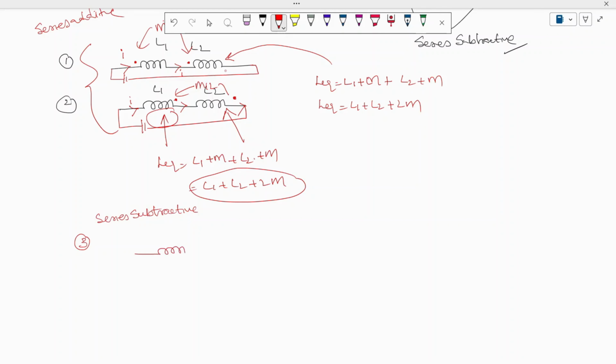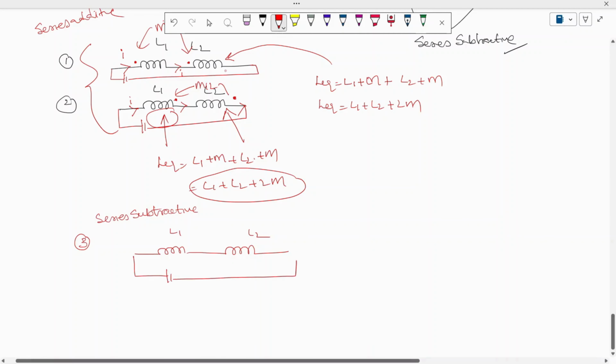This is inductor 1, this is inductor 2, L1 and L2. Now I am applying some voltage, and already in this coil the current is entering like this. The dot is at entering, and here the dot is at leaving. Here you can see the current is entering the dot, and in coil 2, the current is leaving the dot.